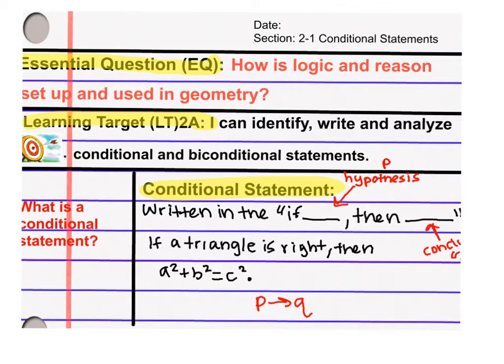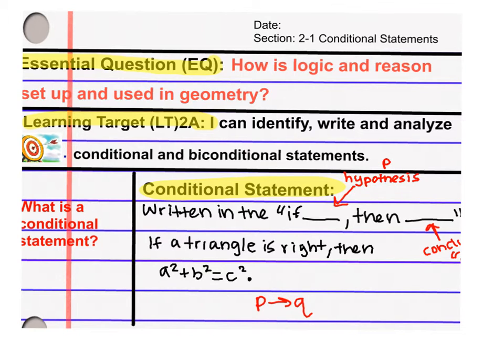Okay, so make sure you put the date, whatever the date is. I'm not putting the date because I'm not sure when we're going to get to this, but probably in October. So date and topic in the upper right corner, that's 1 point. Don't miss the easy point. All right, then you're going to put your essential question: How is logic and reason set up and used in geometry?